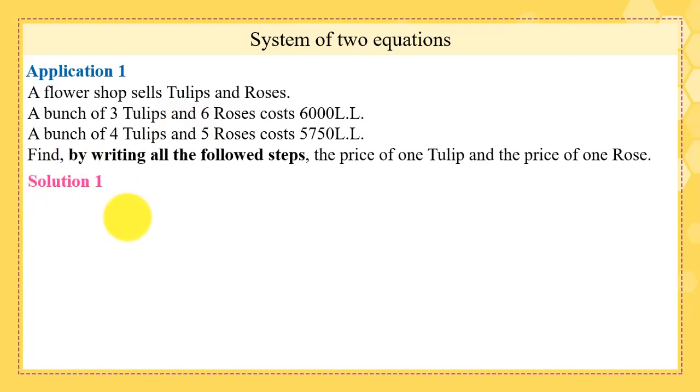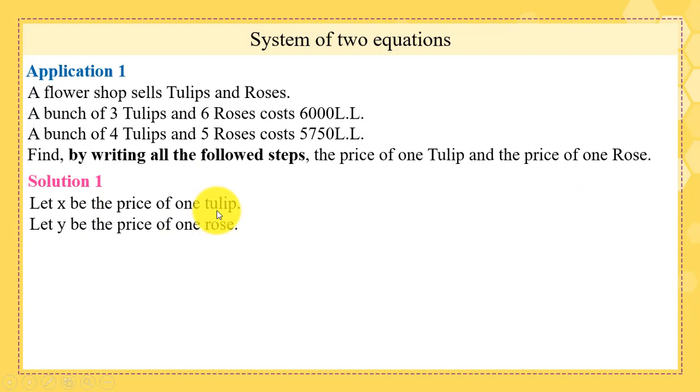Solution. To solve this problem, we must follow the previous steps. In step 1, we must choose the variables. Note, to choose the variables, we must read the question carefully. Here, we must find the price of 1 tulip and the price of 1 rose. So we take the first unknown as the price of 1 tulip and the second unknown as the price of 1 rose. Let X be the price of 1 tulip. Let Y be the price of 1 rose.